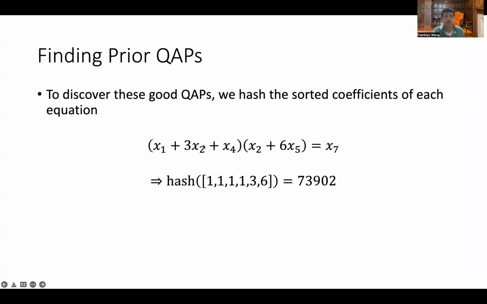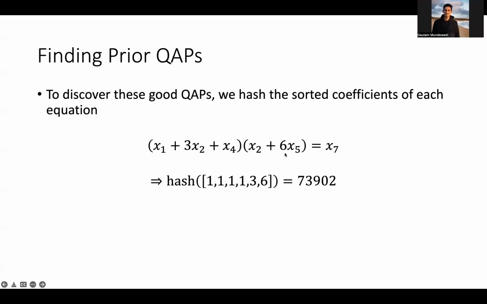So this is like 1 times x1, 1 times x4, 1 times x2, 1 times x7. I just took those numbers and I sorted all of them. I took all the coefficients. So you'd have like 1, 3, 1, 1, 6, 1 here. And then you would sort those into the list 1, 1, 1, 1, 3, 6. Then you would hash that and get 73,000 or whatever.